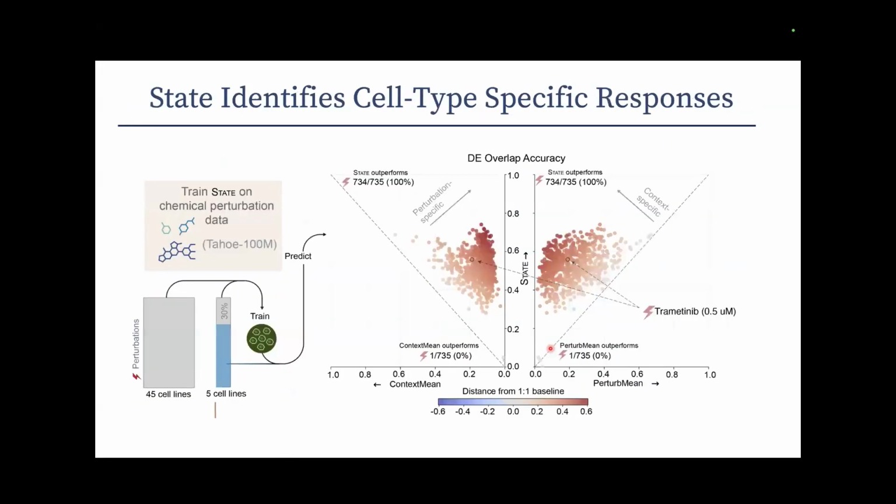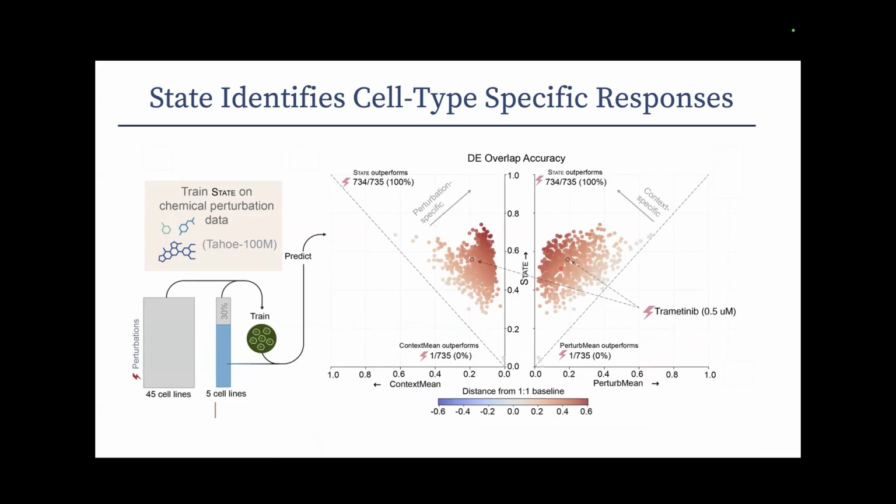I can skip this. All right, so how do we use this in practice? I've shown you that State is doing a good job of detecting these cell type specific effects, but how do we actually leverage this for real discovery? So we looked at one specific drug for melanoma, called trametinib. And over here, you can see the performance of State compared to 2 different baselines, the context mean and the perturbation mean.